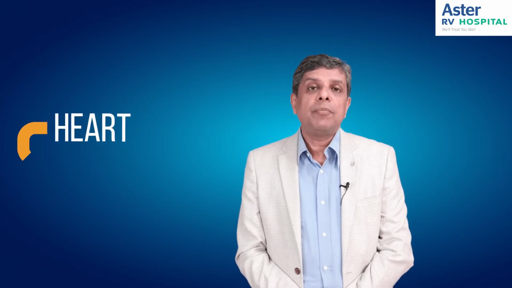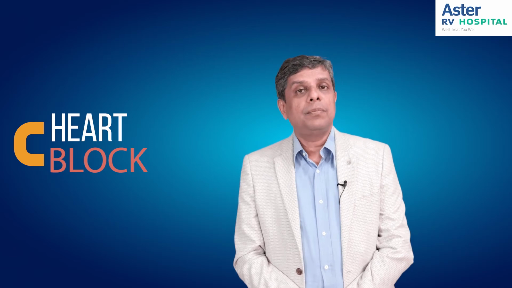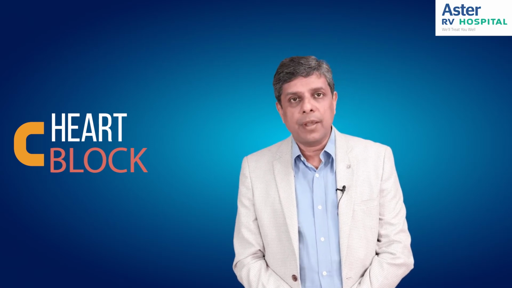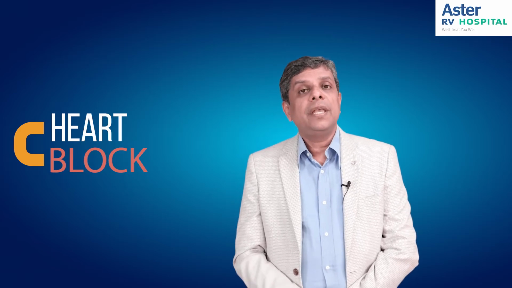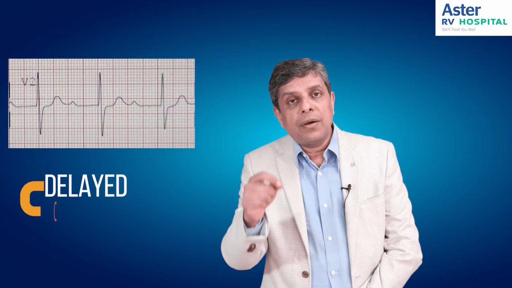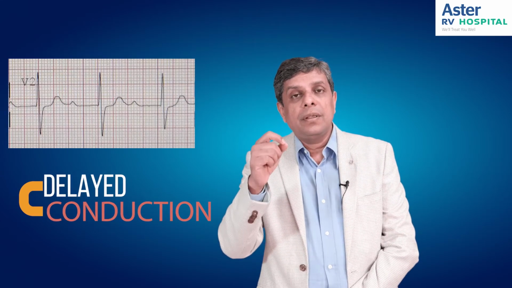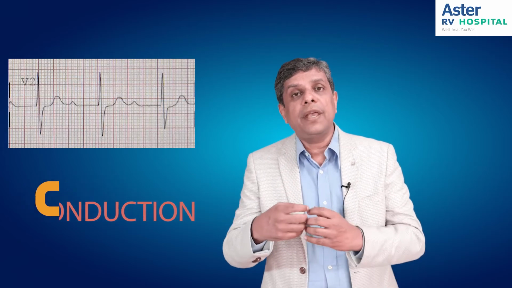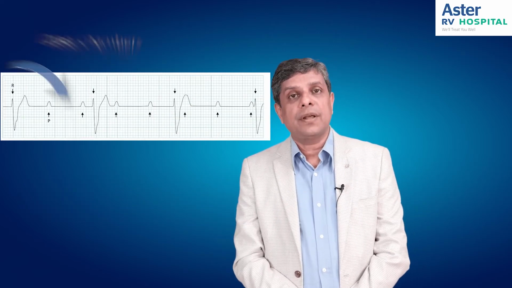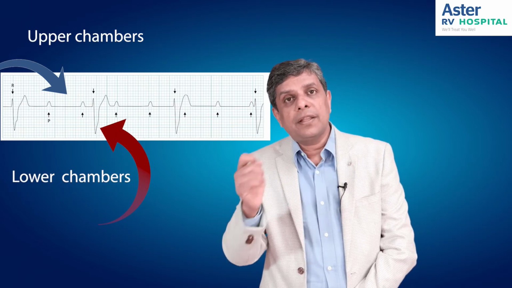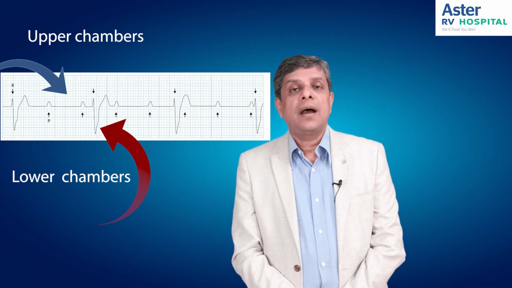The second type of slow heart rate is called heart block. We are not talking about blockages in the arteries of the heart. Those cause heart attacks and all that. We are not talking about that. What we are talking about is when the impulse is generated from the sinus node, it can reach the AV node in a delayed fashion, or it may not reach the AV node, and from there no impulse goes downwards to the rest of the heart. So that means there is a disconnect between the upper chambers of the heart and the lower chambers of the heart. This is called heart block.